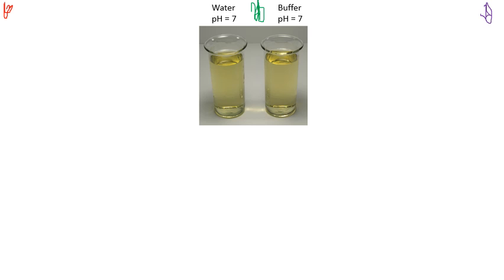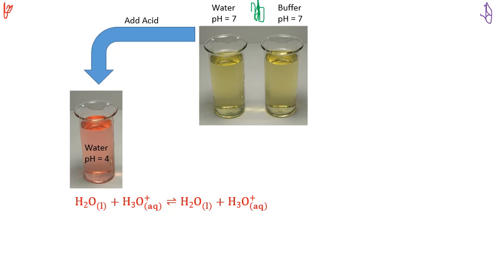So what we did is we had this buffer sample and we added this indicator to both a buffer and to water, and they both were pH 7 to start with. But when I added acid to my samples, the water is going to react with the acid really quick, and it's going to produce lots of H3O⁺ because I'm adding H3O⁺ to the sample, and it becomes an acid. So if we were to measure the pH of the sample, or the amount of H3O⁺ that's present, we would see a lot of it because we just added it.